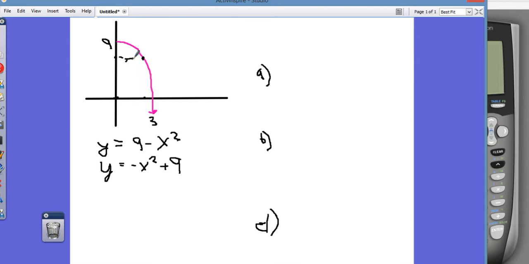Excuse me, I have trouble writing with this pen still. All right, so we have this rectangle, right?